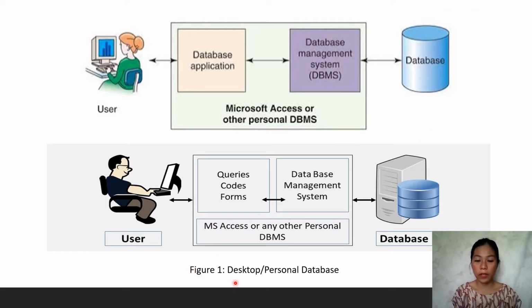This is figure 1, desktop or personal database. When we say desktop or personal database, these are databases that run on individual computers, like the personal computers they are using here, and can store a variety of smaller data sets.